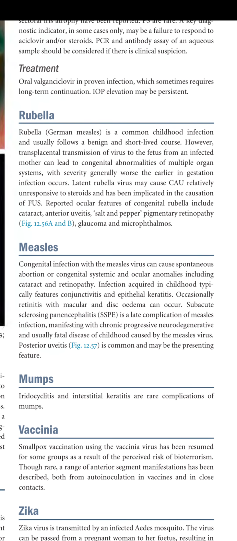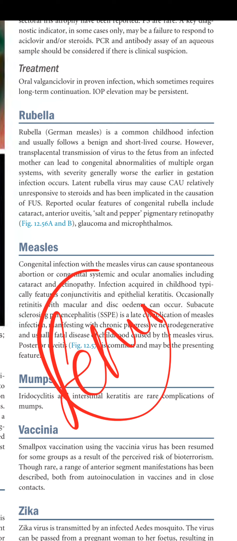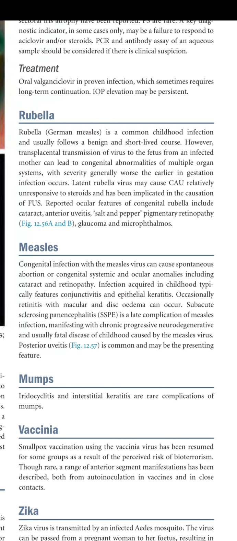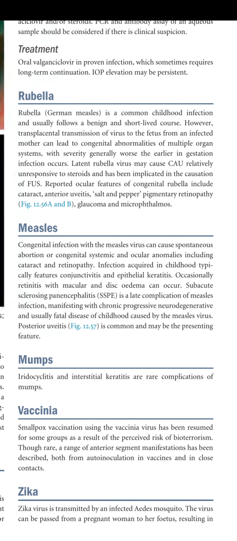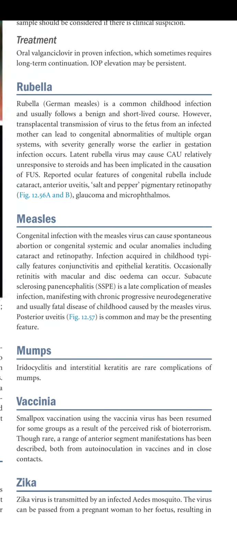What rubella causes uveitis? Rubella, German measles, is a common childhood infection and usually follows a benign and short-lived course. However, transplacental transmission of virus to the fetus from an infected mother can lead to congenital abnormalities of multiple organ systems. So whenever a fetus has been infected transplacentally, it can cause congenital abnormalities, with severity generally worse the earlier in gestation infection occurs.